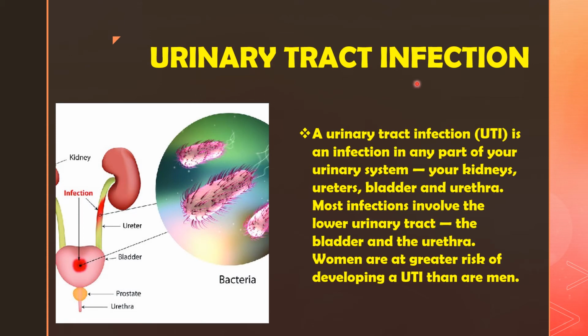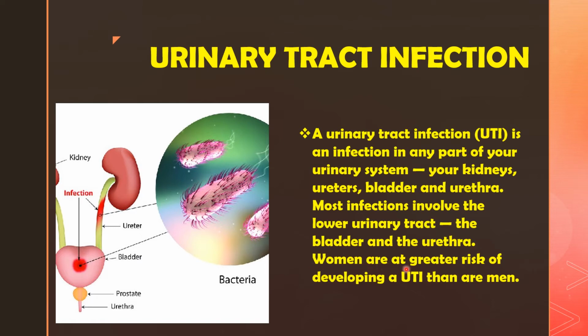Now, we are talking about some diseases of the human excretory system. First disease is urinary tract infection or UTI. This is a very common, well-known disease. A urinary tract infection is an infection in any part of your urinary system: your kidneys, ureters, bladder, and urethra. Most infections involve the lower urinary tract, the bladder and the urethra.